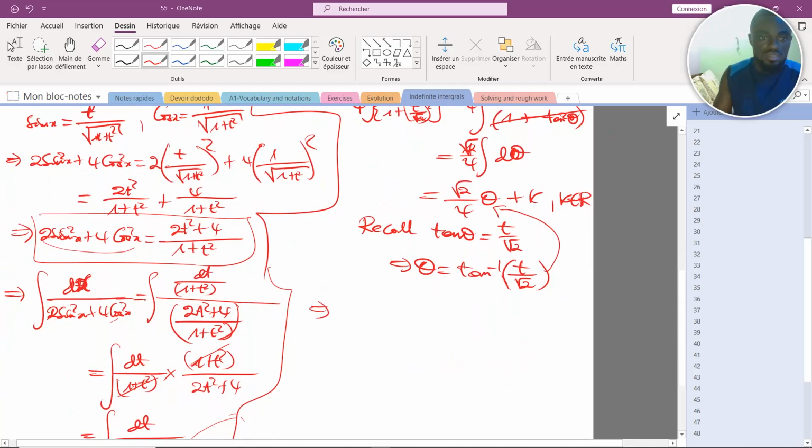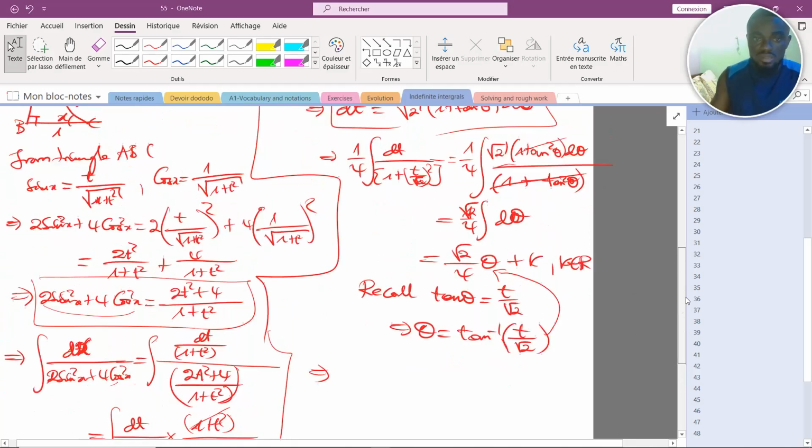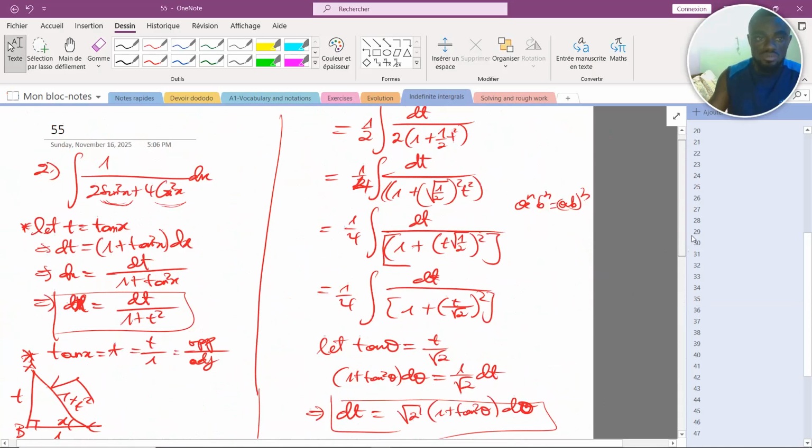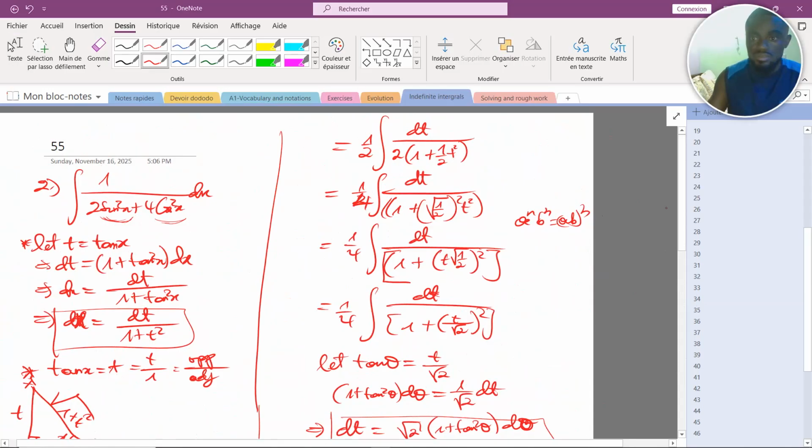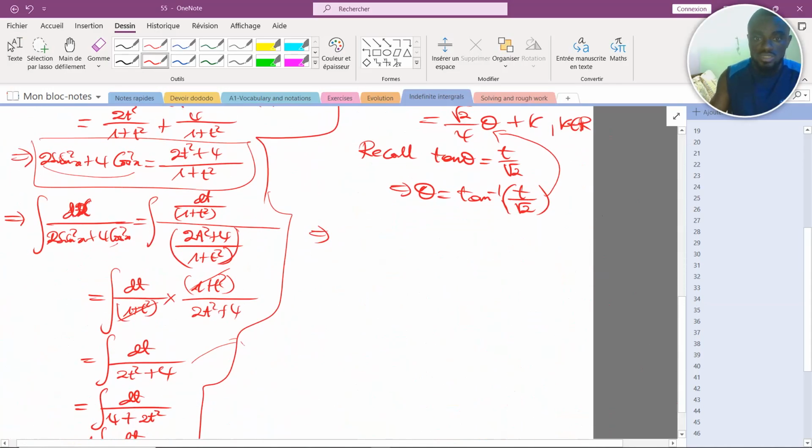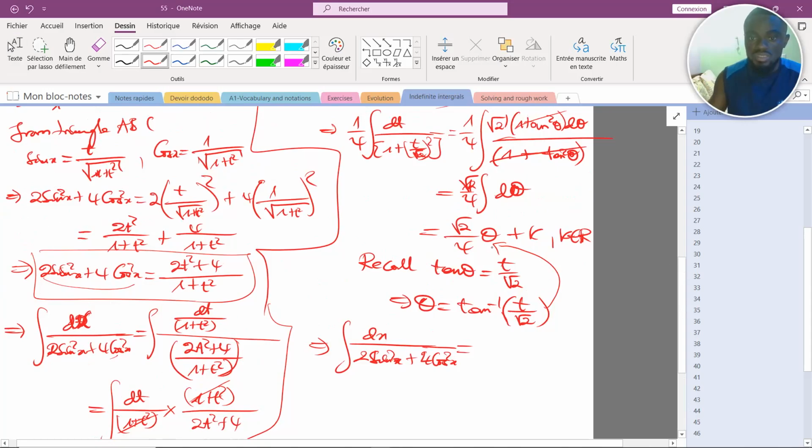So this implies the starting integral that was given to us, the integral of dx on 2 sine square x plus 4 cos square x, will be equal to what? I'll copy this. This is the final answer. This theta, I substitute it here. I'll have root 2 on 4 tan inverse of t on root 2. Don't forget that tan inverse is the same as arctan, plus our constant of integration.